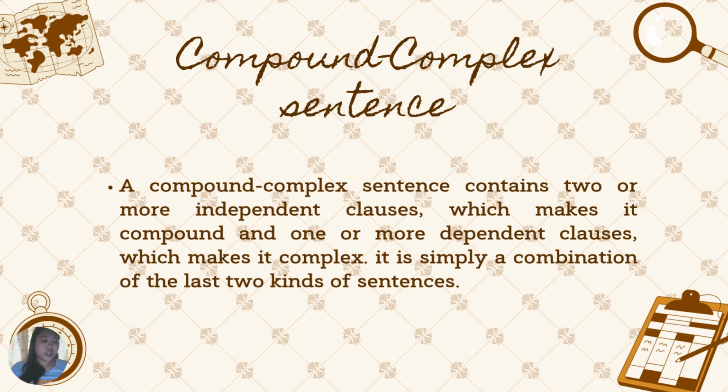So, for example, although it was raining, I went for a walk, and I took my umbrella. So, the independent clause 1 is I went for a walk, while the independent clause 2 is I took my umbrella. And the dependent clause is although it was raining. This sentence combines two independent clauses that make it compound and one dependent clause that makes it complex.